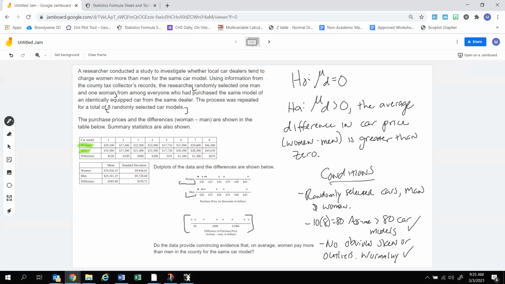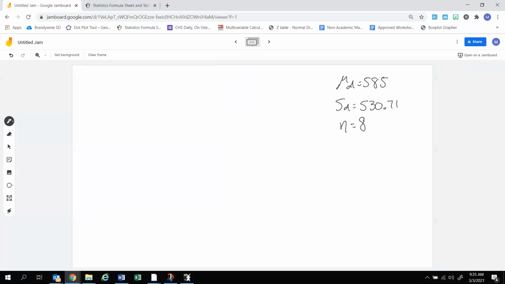So independence is a check. So we are good to go. We've met our conditions, and we are going to move on with our matched pairs t-test.